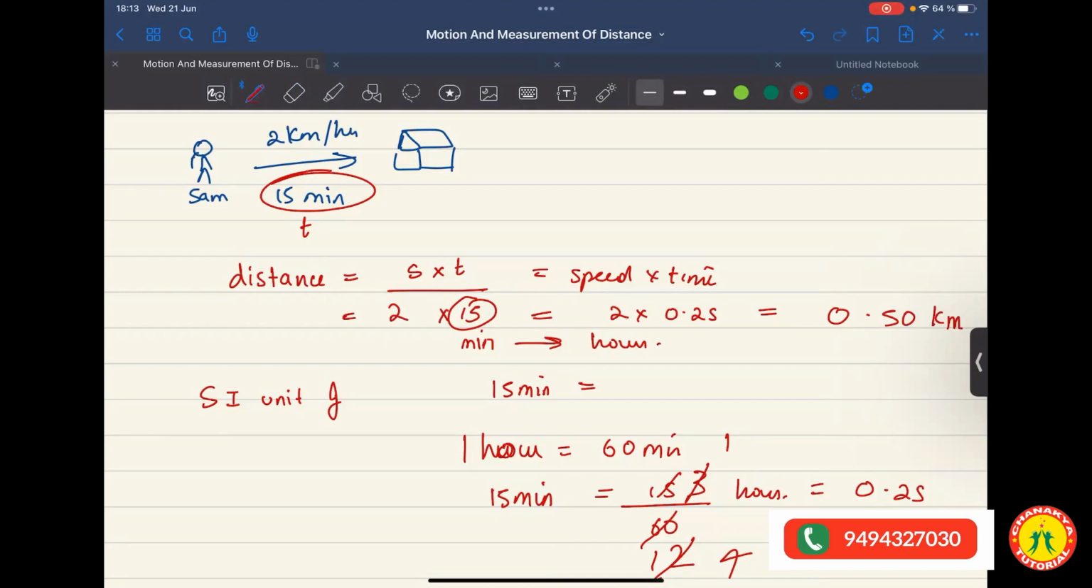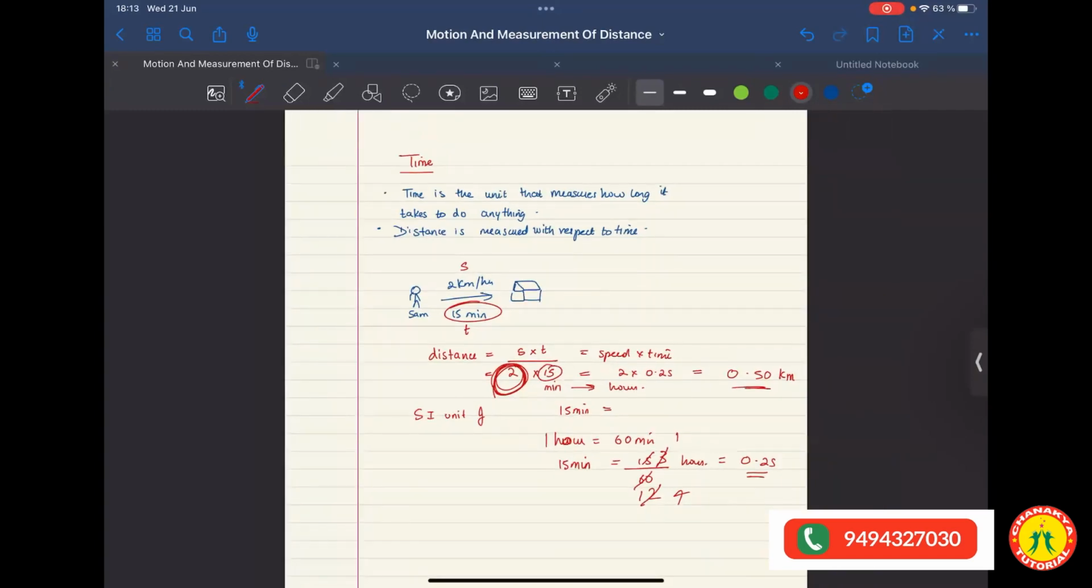Because the speed is given in kilometer. It's given in meter, you write meter here. Do you guys get it? Am I clear? Yes, ma'am.